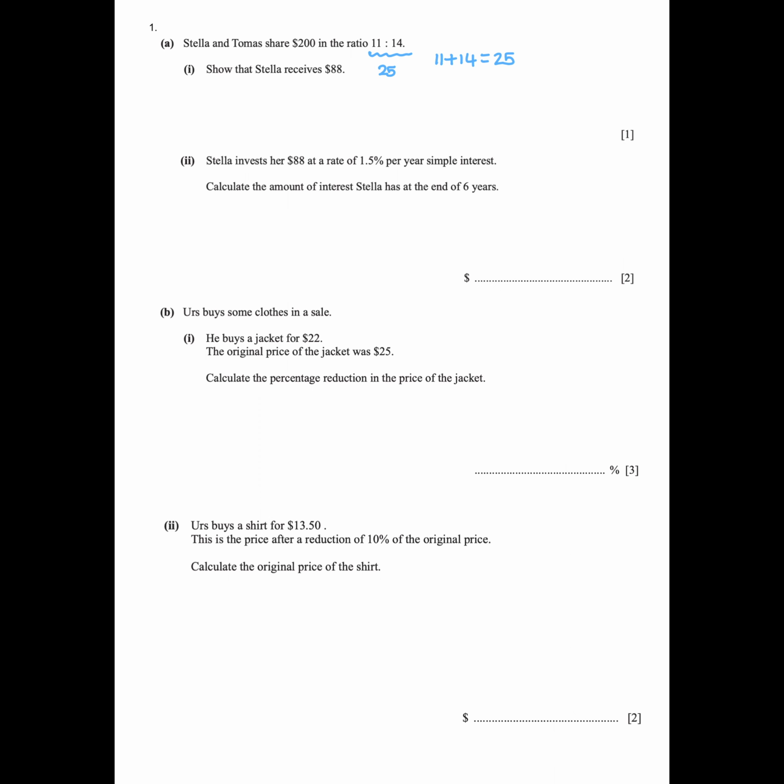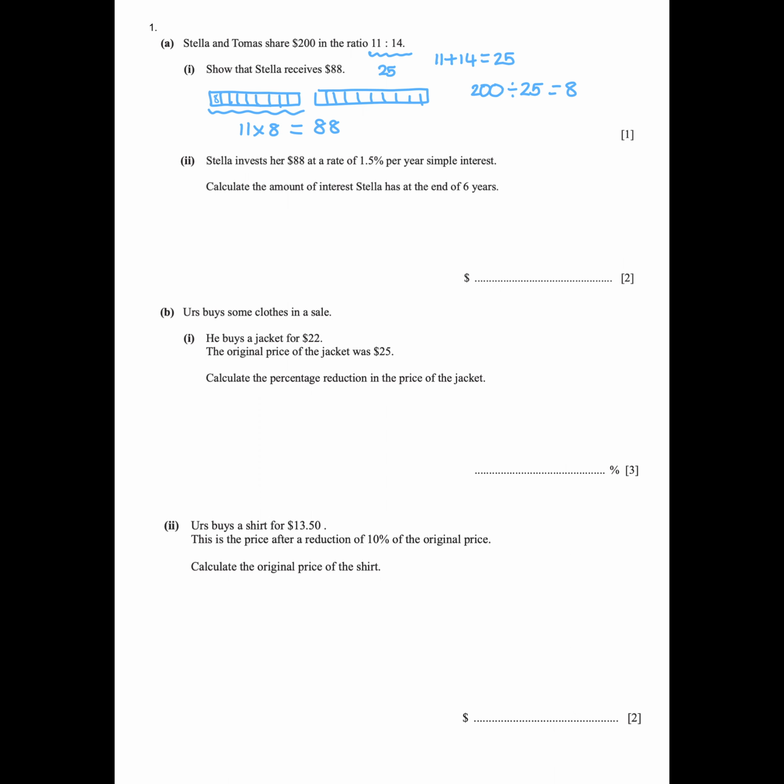We also know that Stella receives 11 of those parts. So you can imagine you've got 11 of these parts, 14 of these parts, these aren't the exact number, and therefore 25 altogether. So 200 divided by 25 gives me 8. So each of these parts, if you like, is worth $8. And therefore, if Stella receives 11 of them, we have 11 times those 8, and therefore she receives $88.